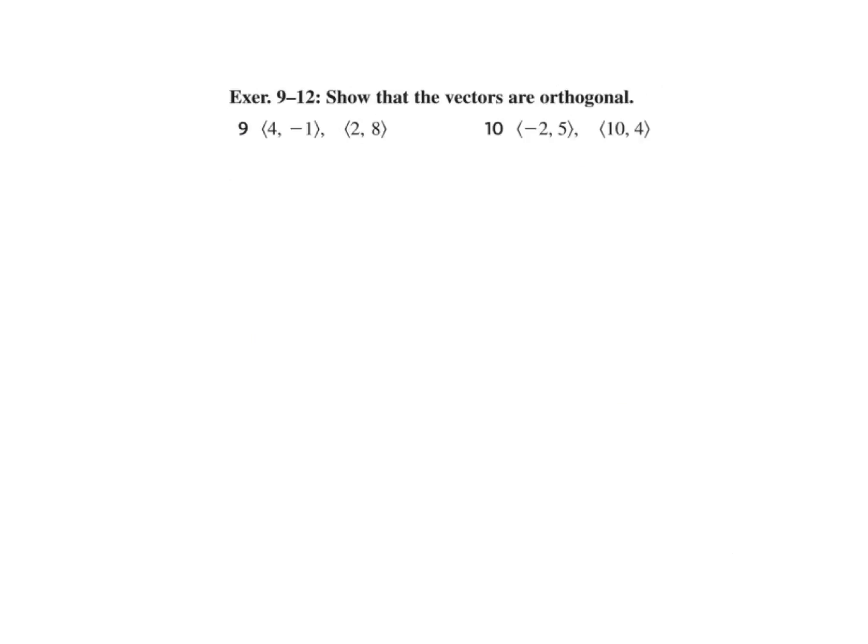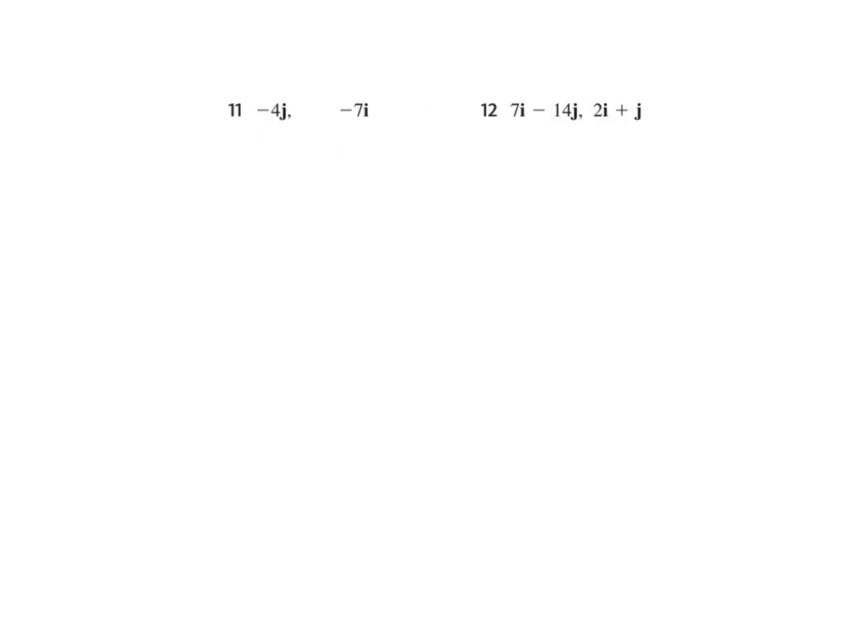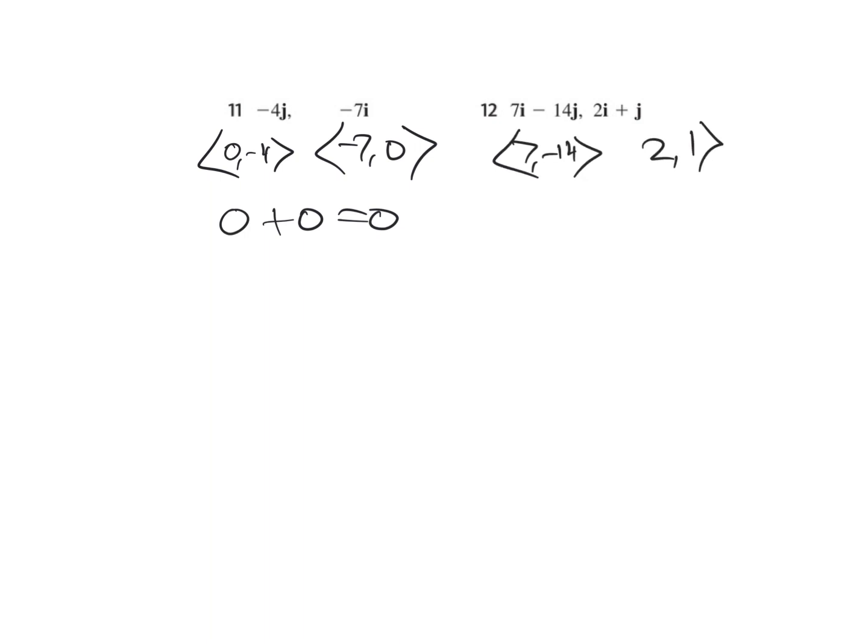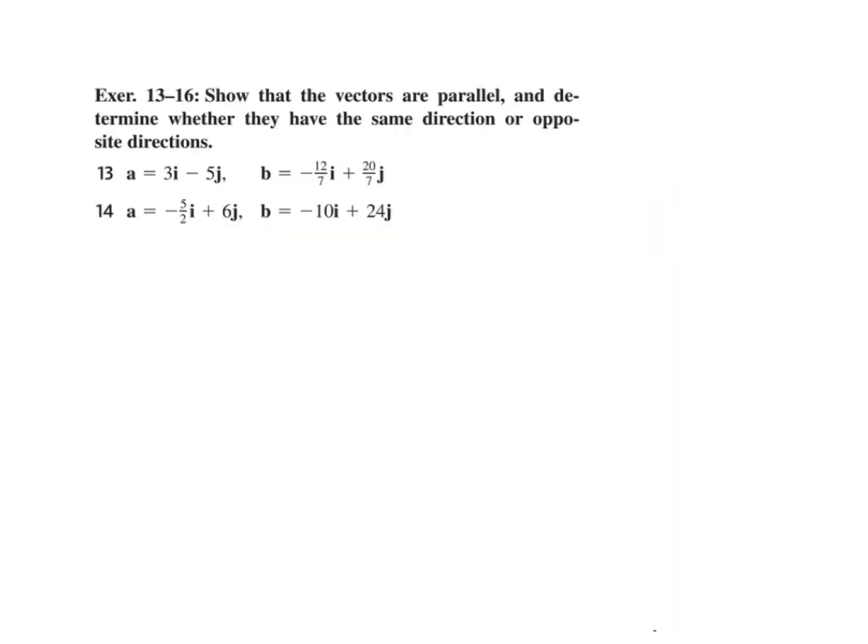All right, show that the vectors are orthogonal. So just do the dot product. 4 times 2 is 8. Negative 1 times 8 is negative 8. That equals 0. Done. Negative 2 times 10 is negative 20. 5 times 4 is 20. That's 0. Number 11, i·j, 0, negative 4, and i·j, negative 7, 0. Well, 0 plus 0 is going to be 0 for your dot product. 7, negative 14, and 2, 1. 7 times 2 is 14. Negative 14 times 1 is negative 14. So that's 0.